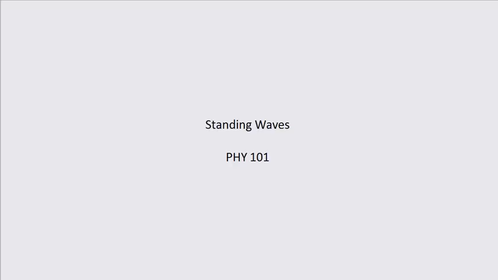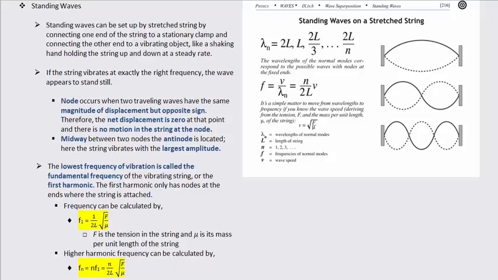In today's video, we'll learn about standing waves. Standing waves can be achieved by stretching a string and connecting one end of the string to a stationary clamp and connecting the other end to a vibrating object, for example, like shaking your hand holding the string up and down at a steady rate. If we were able to shake the string at the right frequency, the wave would appear to stand still.